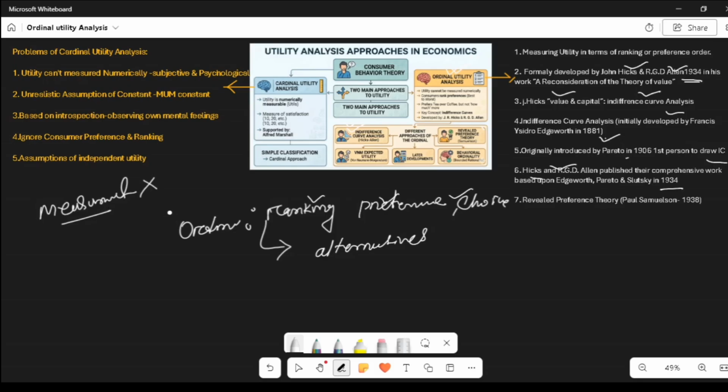Measuring utility is not possible in real life, because utility is psychological in nature, it is a mental feeling. But we can compare the utility, we can rank the utility. That means ordinal utility is quite better than cardinal utility. Here we are not talking about measurement. Here we are talking about ranking, preference, and choices among the different alternatives.